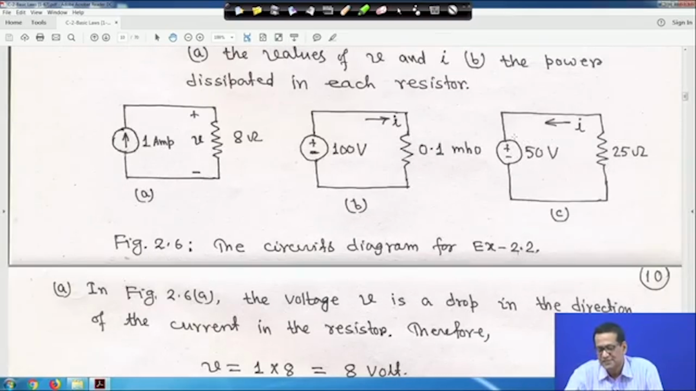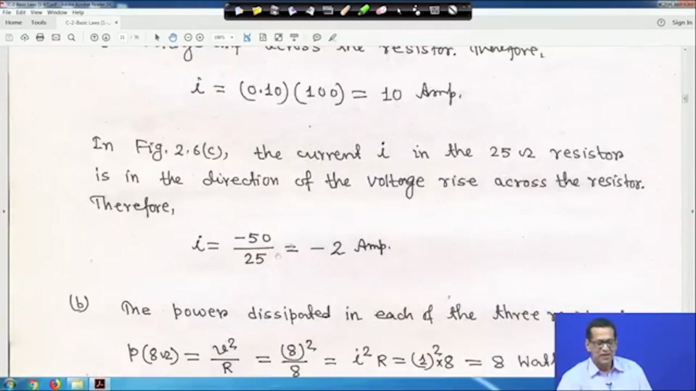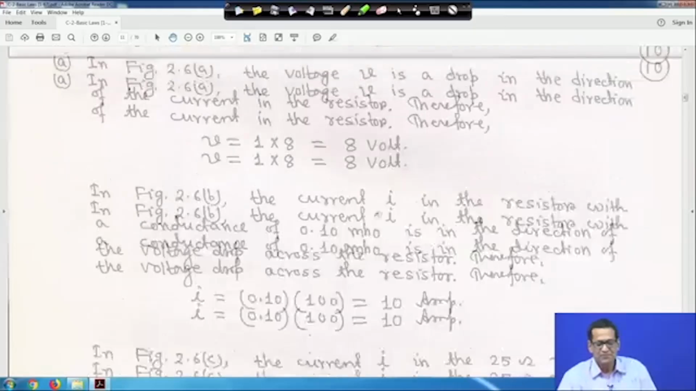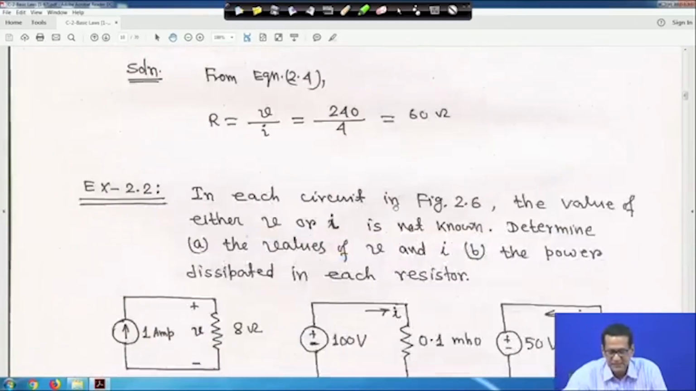So, it is from the voltage, from the higher, in the direction of the voltage rise, because it will encounter plus first. When you apply KVL, at that time things will be easier. So, this is your minus 2 ampere. Now, the last part is part B.